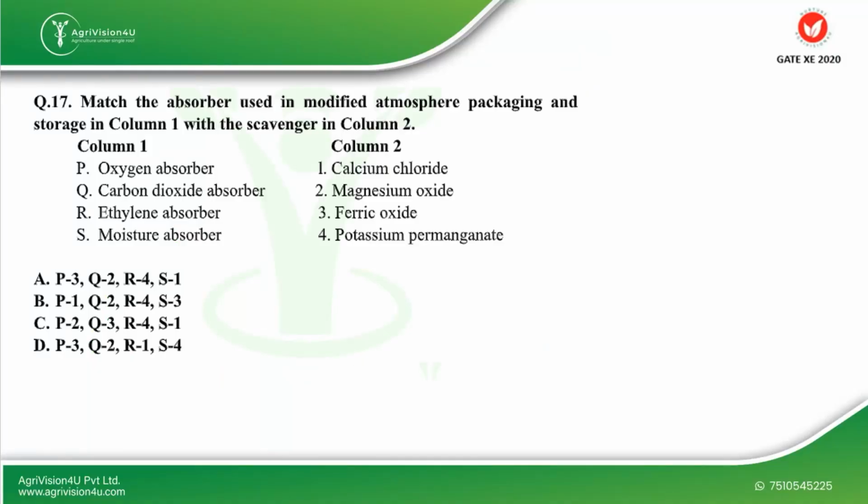Question 17. Match the absorber used in modified atmospheric packaging and storage in column 1 with the scavengers in column 2. So first one is oxygen absorber. Oxygen absorbers rapidly attain and maintain zero oxygen in the modified atmospheric packaging, that is MAP. These oxygen absorbers or scavengers are often needed to remove the residual oxygen. Examples of oxygen absorbers are ferric oxide, iron powders or ascorbic acid.